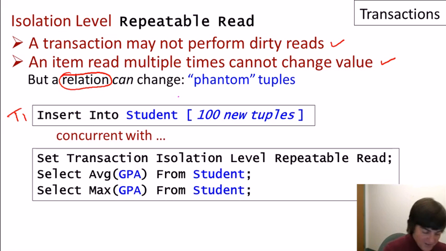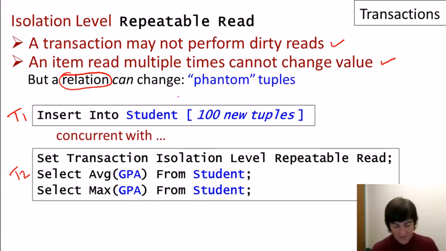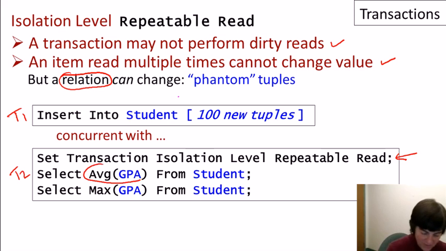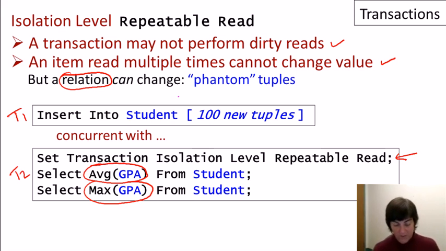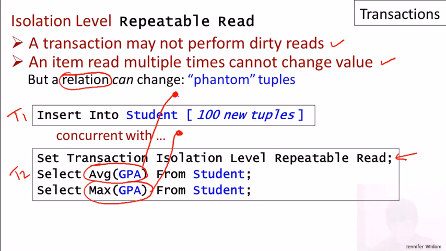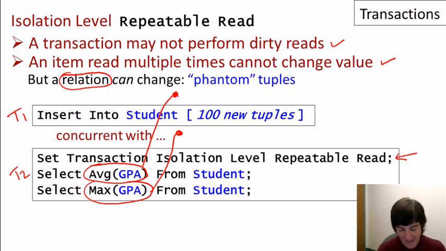Let's suppose our first transaction inserts 100 new students into the database, and that's run concurrently with our second transaction, which is at the repeatable read isolation level, and now we're just going to read the average GPA and we're going to follow that with the max GPA, similar to one of our earlier examples. Now, repeatable read actually does allow a behavior where this average is computed before T1 and this max is computed after T1. So the justification behind that is pretty much that when we do the second read of the GPA, the tuples that we're reading for a second time do still have the same value.